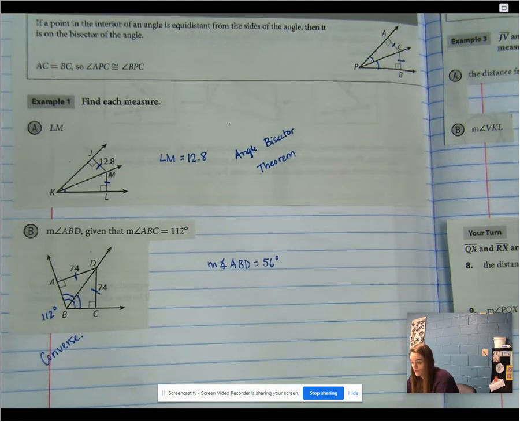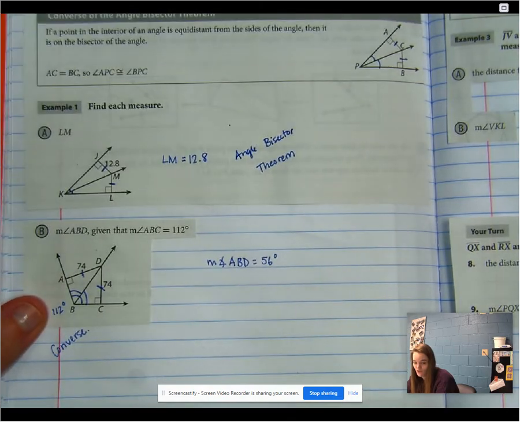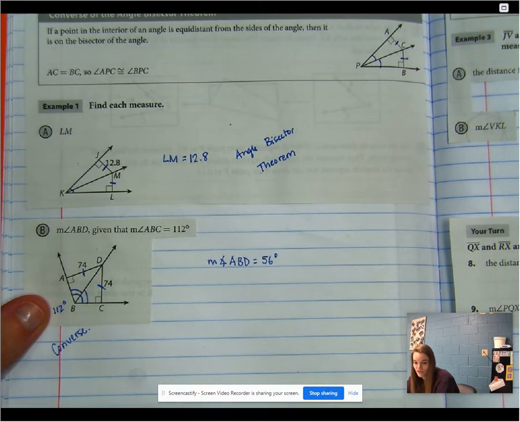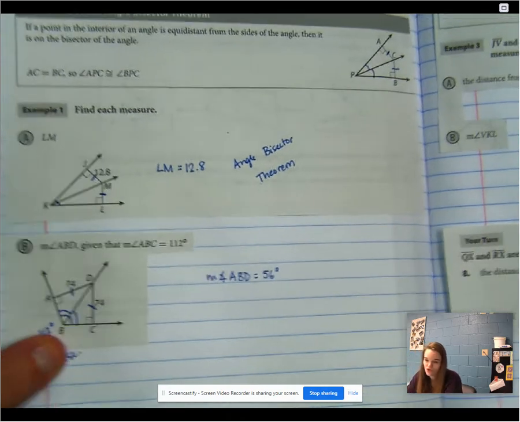Angle bisectors now. We've talked about the angle bisector theorem. However, angle bisectors of a triangle create one of those triangle centers.